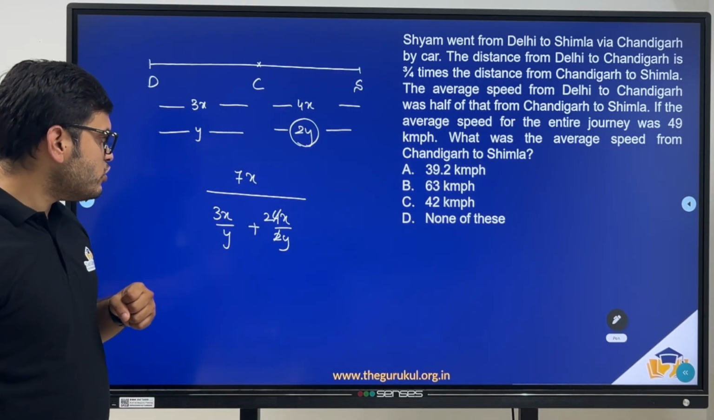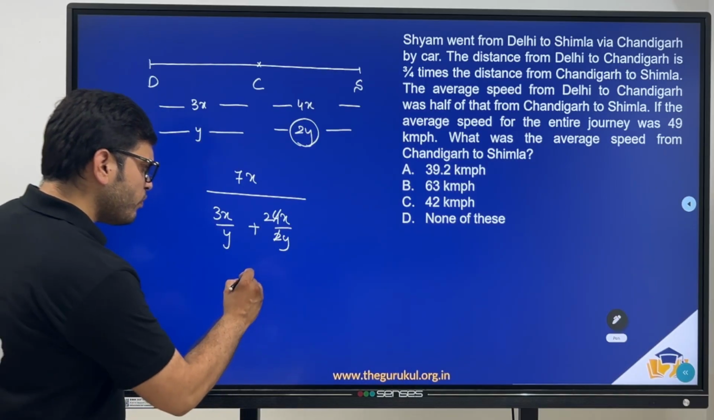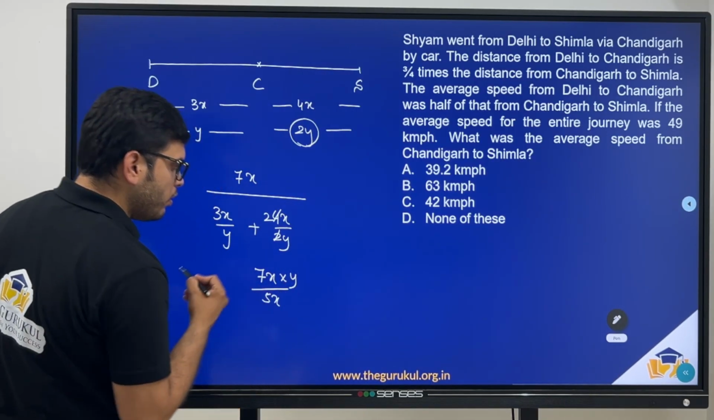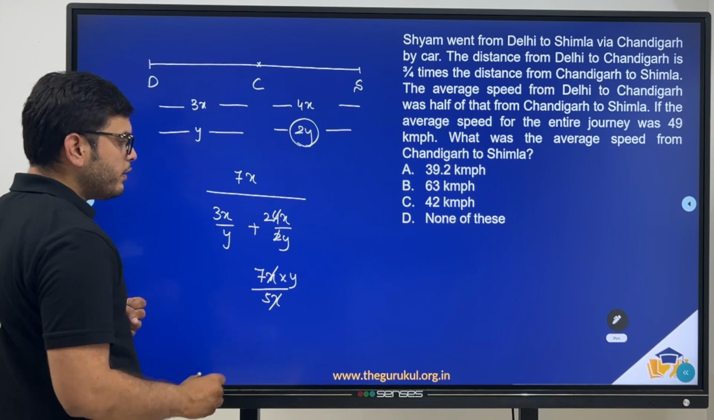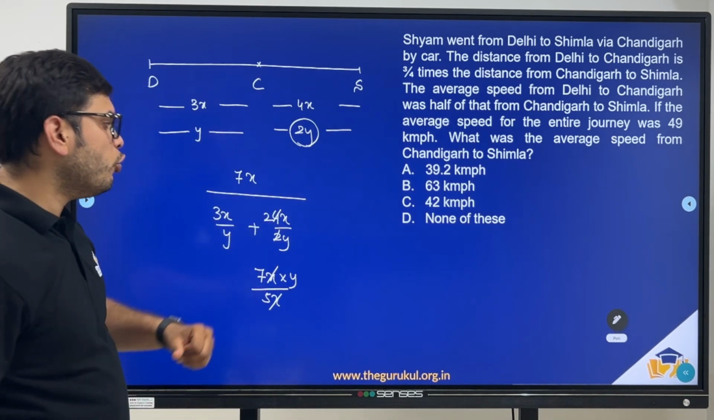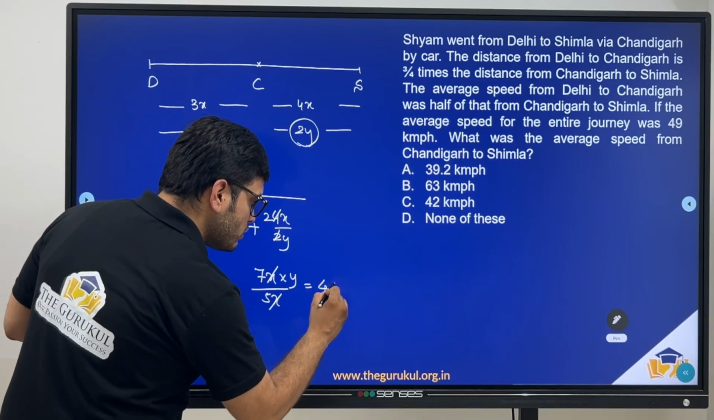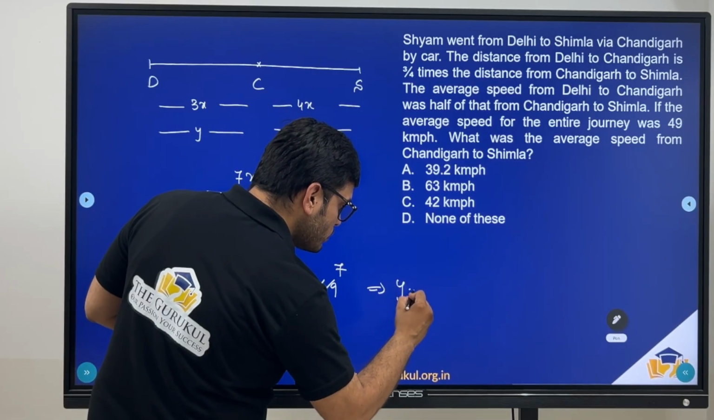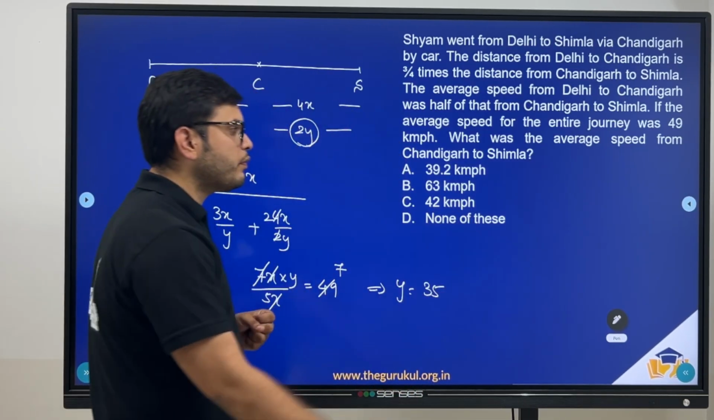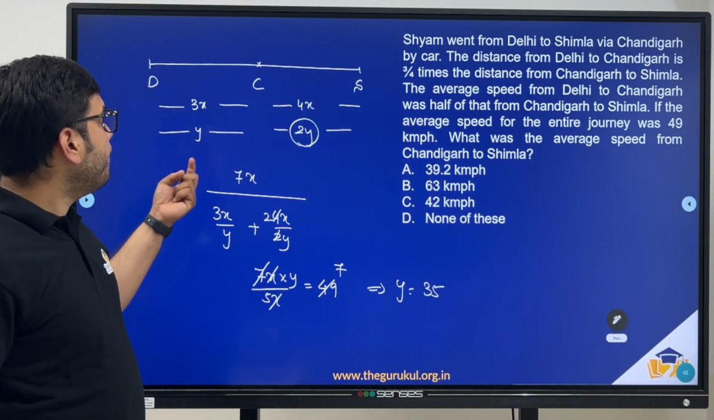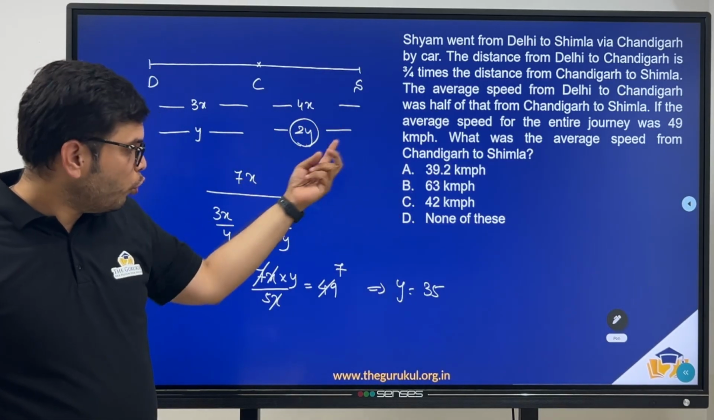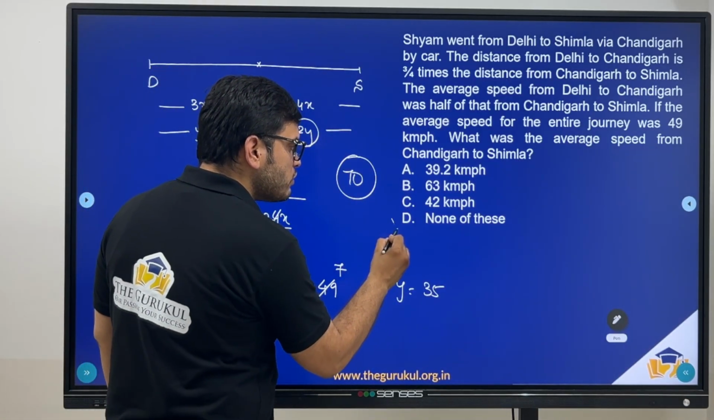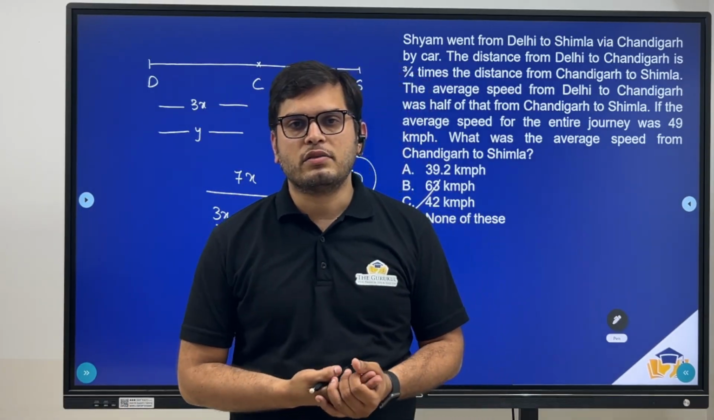So we have 3x plus 2x, 5x by y. So 7x by 5x by y. So I can take y to the numerator, so these two will get cancelled. And this average speed was given to be 49 kilometers per hour. So this is 49. So 7 7s 49, or this implies y is equal to 7 into 5, 35. Right. So the speed from Chandigarh to Shimla should be double of that, 2y. So 2 into 35 kilometers per hour. So 70 kilometers per hour should be the answer for this question. So none of these should be the answer.